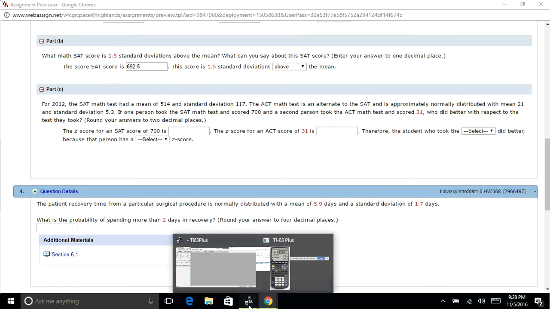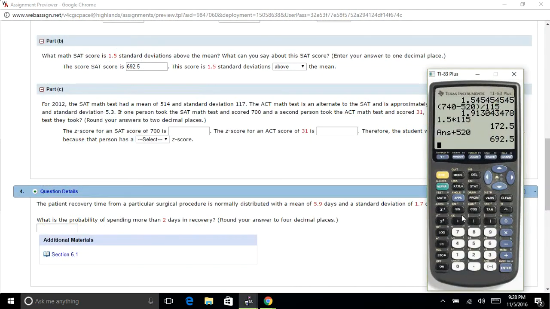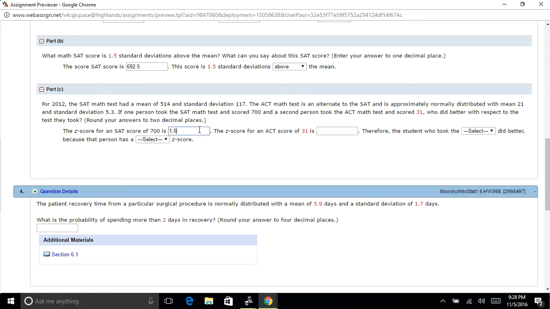So let's do this based on z-scores, okay? So the first one we're going to do, I'm going to clear this out. Let's do the SAT. So I know the SAT, the person got a 700 minus, and there's the mean, 514. I'm going to close it, and then I'm going to divide by 117. All right, so I put that in there, and I hit enter. So my z-score for that one, I'm going to give it 2 decimal places, so it's 1.59. So I'm going to put 1.59 here.